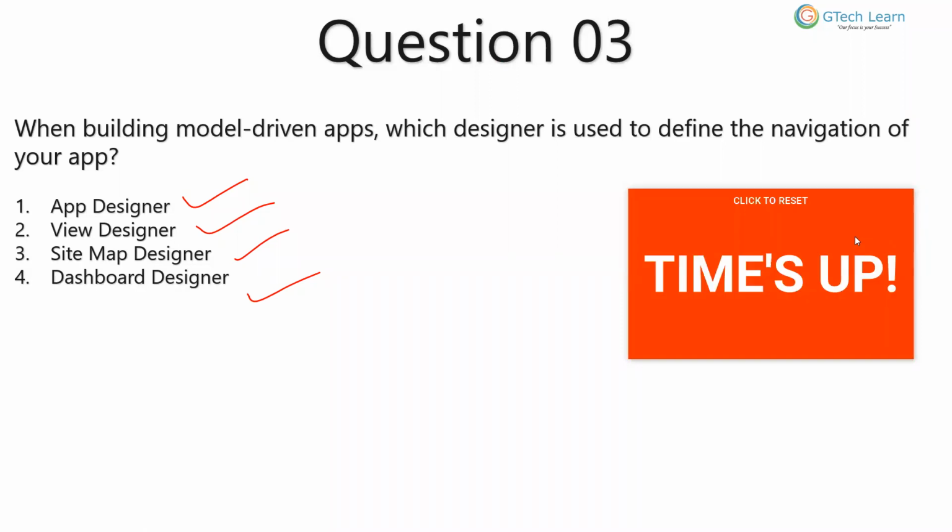Okay, so the correct answer for that question is going to be the sitemap designer, which will help me navigate my app depending upon the area selections, as well as the form selections, the view selections, and also the dashboard things. So the sitemap designer is going to be the correct answer.